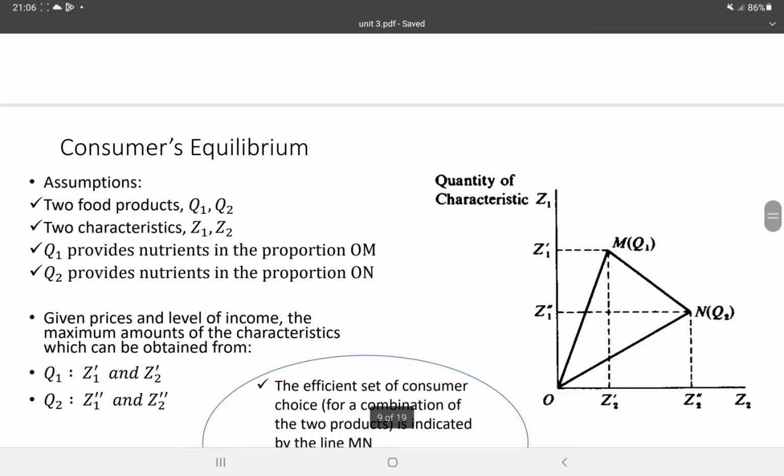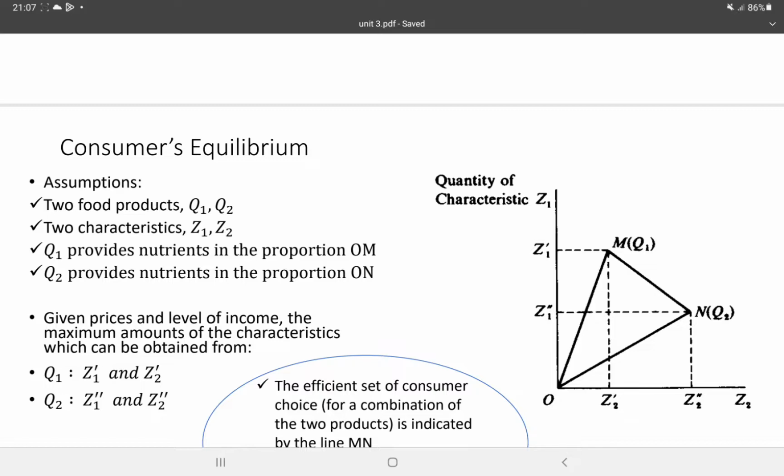Now, let's look at the consumer's equilibrium point. Some assumptions here are recorded. Number one, two food products are there. Let's have Q1 and Q2. And we have two characteristics.